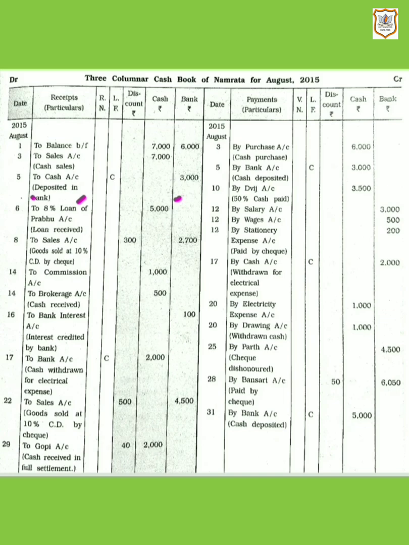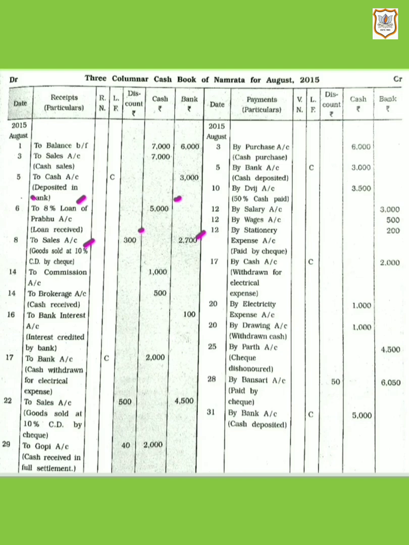So here 2,700 will be recorded in the bank column as we are receiving a check of rupees 2,700. That means 3,000 minus 10% cash discount, we will get 2,700. And here the discount, that is 300, will be mentioned in the discount column. And what is the reason that we are receiving payment? It is sales. So here we will write To Sales Account.